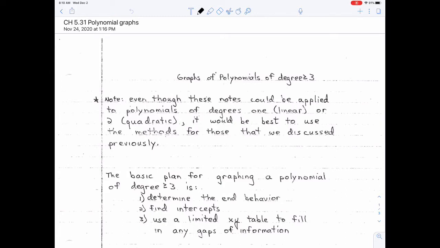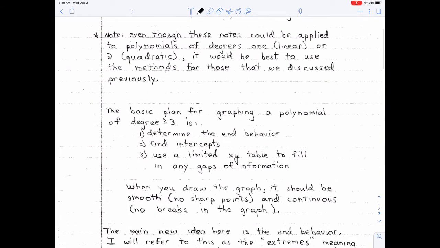Okay, so the basic idea is this. We're going to determine end behavior, and that's what we're going to spend most of our time talking about. Alex refers to it as end behavior. I usually use the term extremes. So if I start talking about extremes, that's the same thing as end behavior. What happens at the ends of the graph? I'm talking about what happens way out on the right-hand end of the graph, and way out on the left-hand end of the graph.